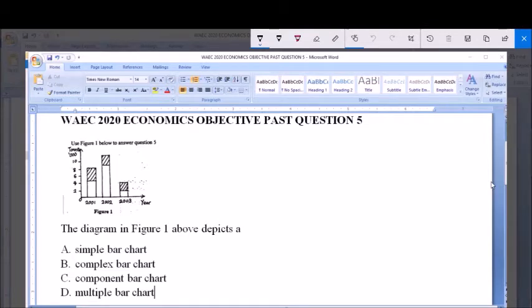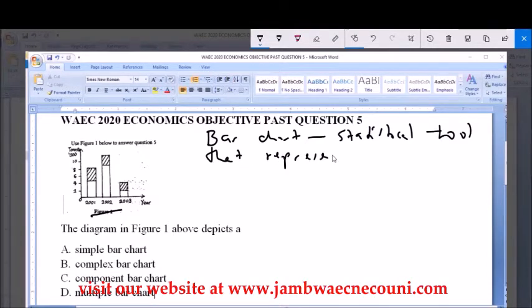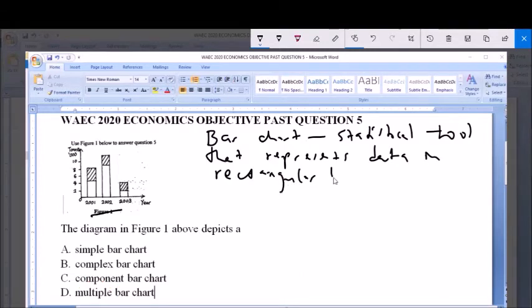So you have a diagram here which is labeled as Figure 1. Now, the diagram in Figure 1 above depicts a simple bar chart, B complex bar chart, C components bar chart, D multiple bar chart. Now, the first thing we know from this information and from the options given to us is that it is a kind of bar chart. And the bar chart is basically a statistical tool that represents data in rectangular bars. Now, the data given to you determines what kind of bar chart you use.